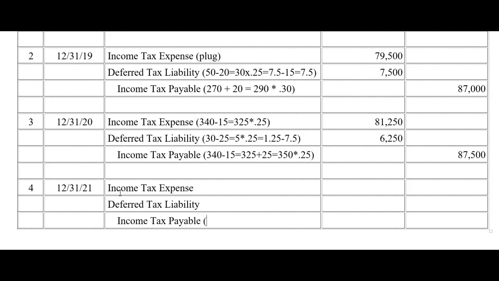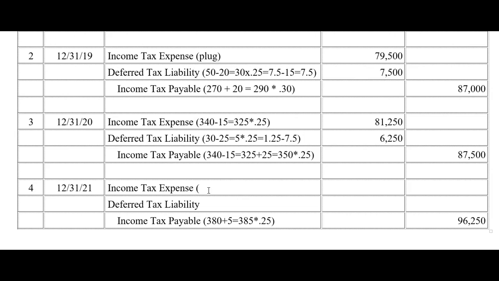So we're going to finally use that last little bit. So let's, like we have been doing, start with income tax payable. We start with 380. There was no weird stuff this year. The only thing we have to add in is that $5,000 for that last installment payment. So that brings taxable to 385 times 0.25. That's going to give us 96,250 in income tax payable.